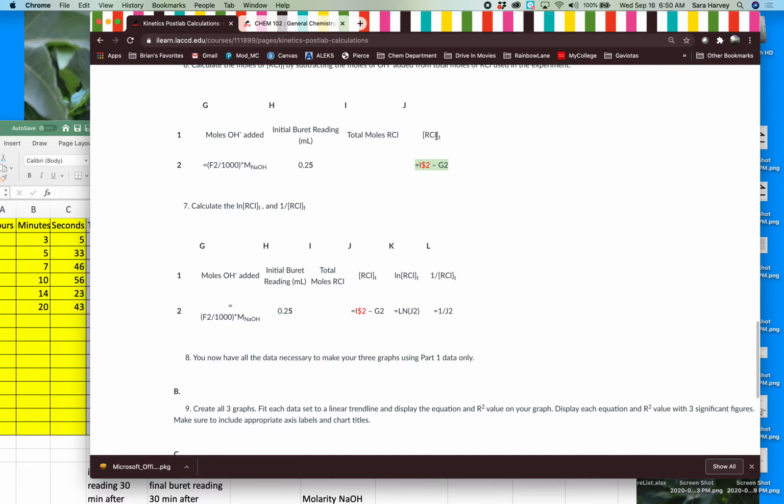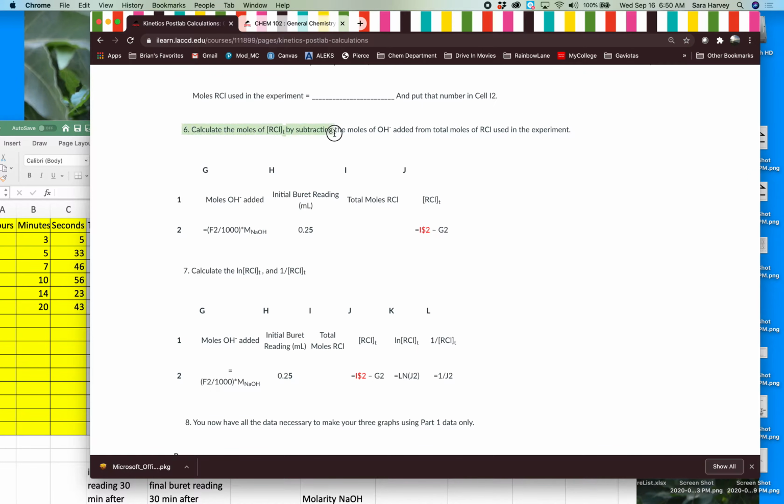We're going to look at this next step, which is step 6, calculate the moles of RCl at time t. So how much of your product is left over at that specific time by subtracting the moles of hydroxide from the total moles of RCl used in the experiment, which we already calculated. This will go into cell J2. We're going to type equals I2 minus G2.